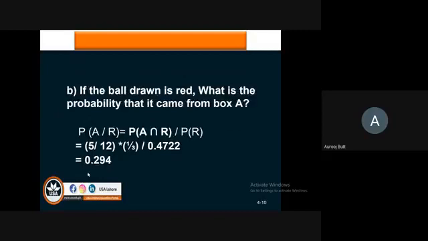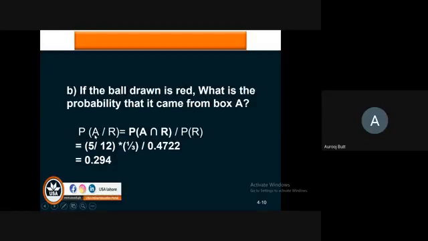Now you have part B. It states: if the ball drawn is red, what is the probability that it came from box A? You have to find the probability for the event A, that box A is selected, under a condition. What is the condition? The ball drawn is red. So if the ball drawn is red, what is the probability that it came from box A?